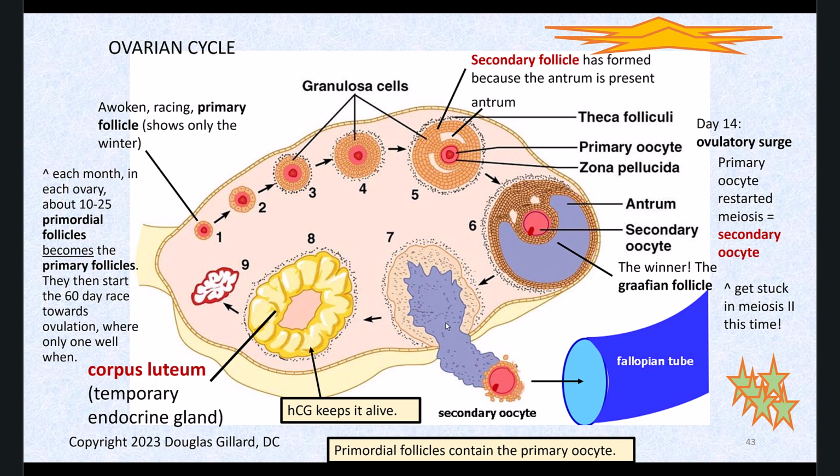The Graafian follicle is the one that releases the secondary oocyte, which is stuck in meiosis II. But this goes on to be the corpus luteum because it gets stimulated by HCG to keep it alive. And the corpus luteum secretes tons of the pregnancy hormones, progesterone and estrogen, to keep that thing rolling as well.